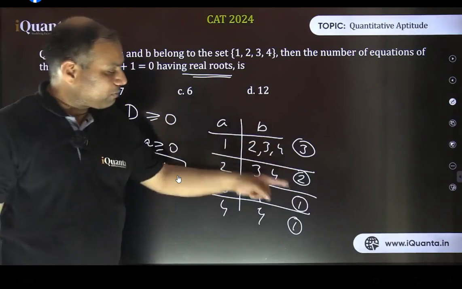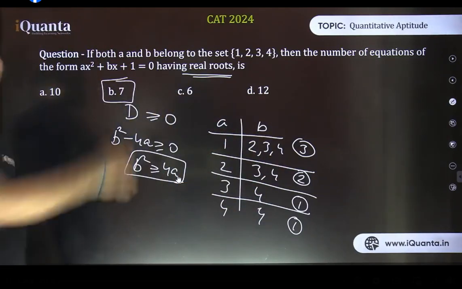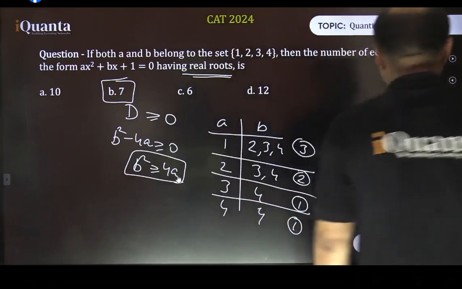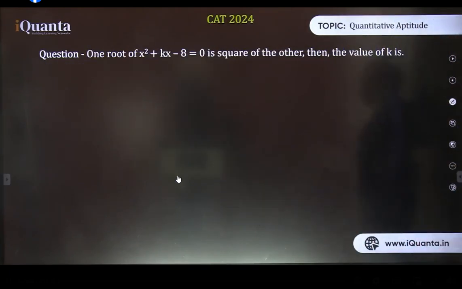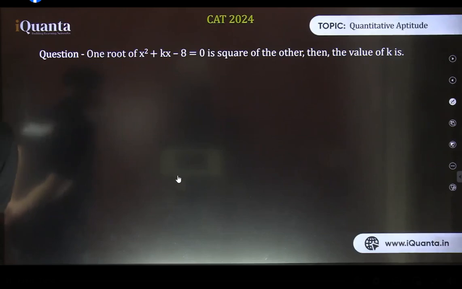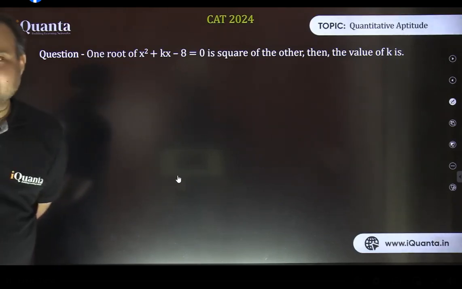So 3 plus 2 is 5, and 1 is 6, and 1 is 7. So 7 is the right answer. Congratulations, you have won 7. Let's move ahead. Okay, here's the next question. Answer it fast. So we have reached the next level of the game.